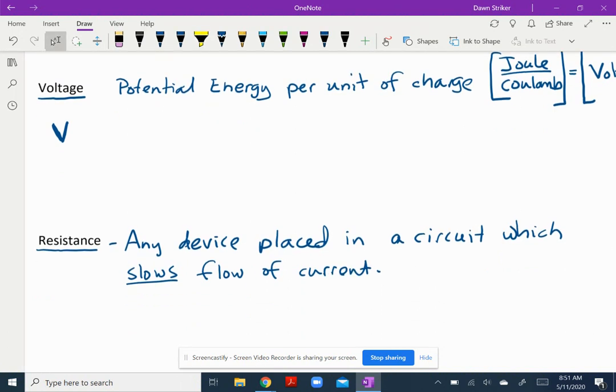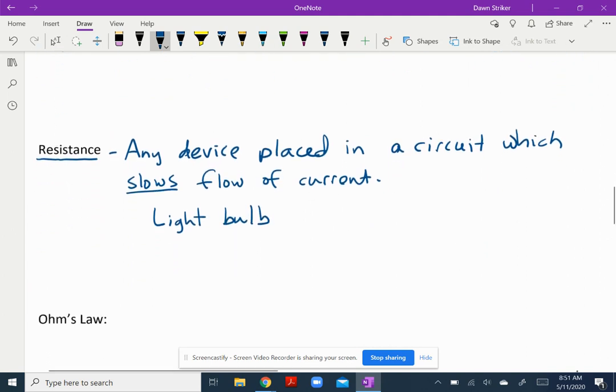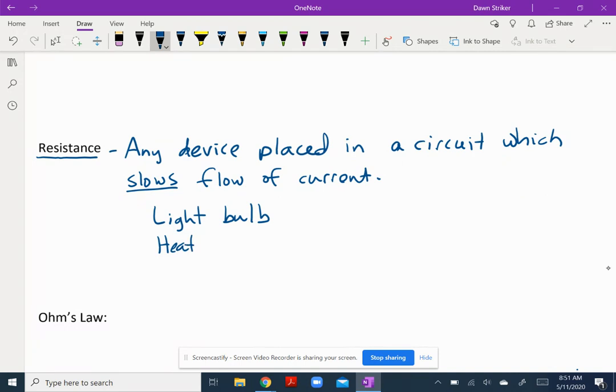Okay, so it could be a light bulb. It could be, I don't know, a heater. It could be a motor. It could also be something called a resistor. Electricians use resistors to actually slow the current down. Sometimes you don't want a lot of current flow. You want to minimize it, and so you put a resistor in the circuit. So these are things that slow the current.